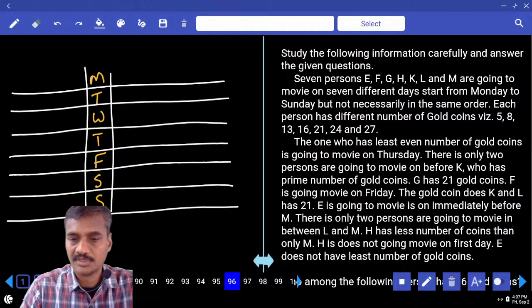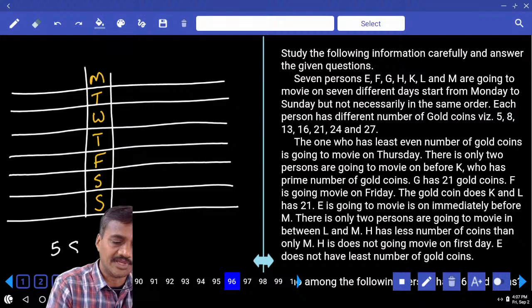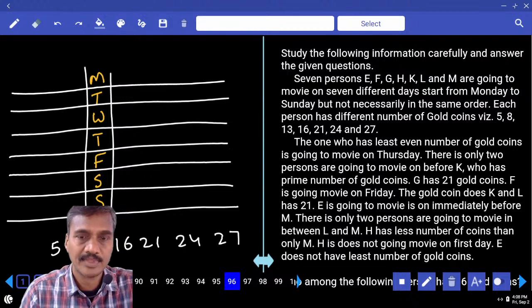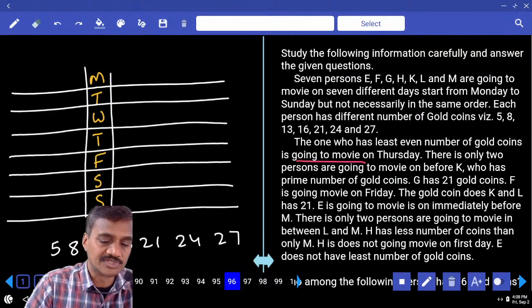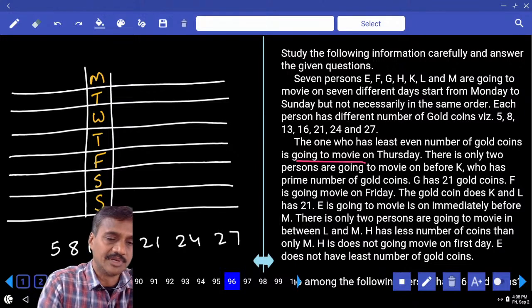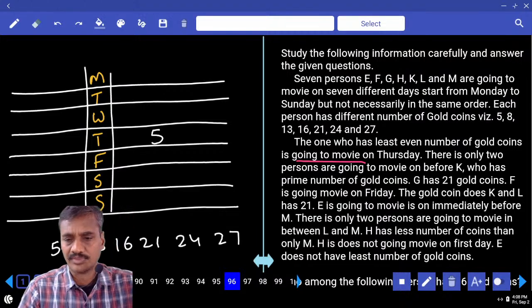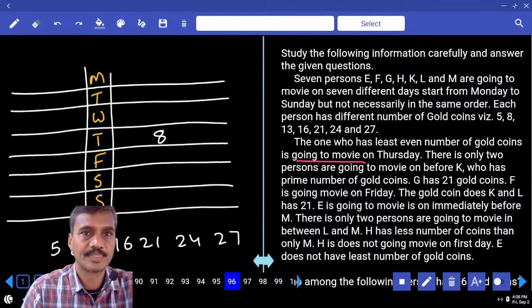And each person has different number of gold coins. What are the coins we have? 5, 8, 13, 16, 21, 24, 27 are the numbers of coins we have. Then first, the one who has the least even number of gold coins is going to movie on Thursday. Least even number among these, that is 8. 8 is on Thursday. Clear?